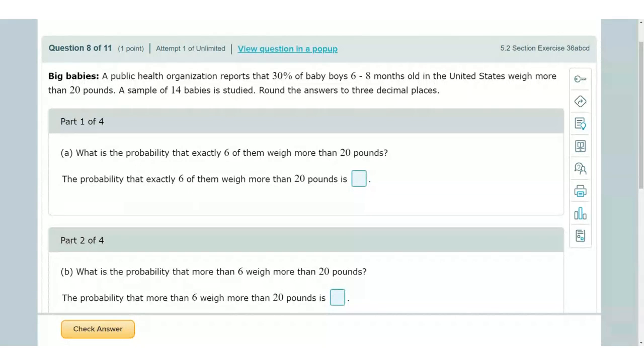All right, so this talks about a public health organization reports that 30% of babies, and the age range is not that important for the calculations, but 6 to 8 months old weigh more than 20 pounds. A sample of 14 babies is studied. Round the answers to 3 decimal points. Now, the important information in here is the 30%, which is going to have to be written as a decimal, and then the sample of 14, because that's your trials.